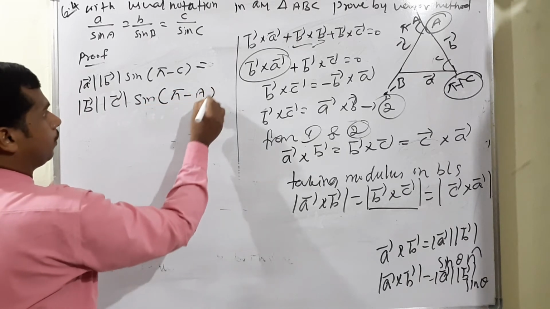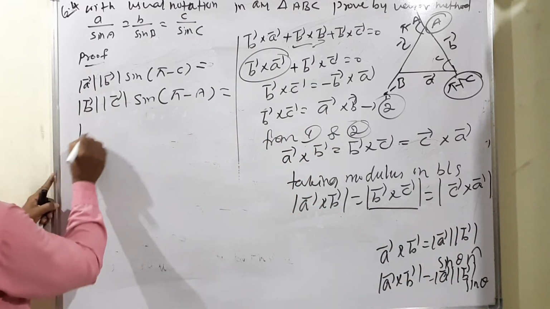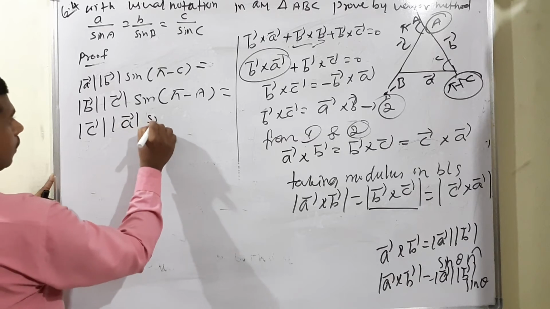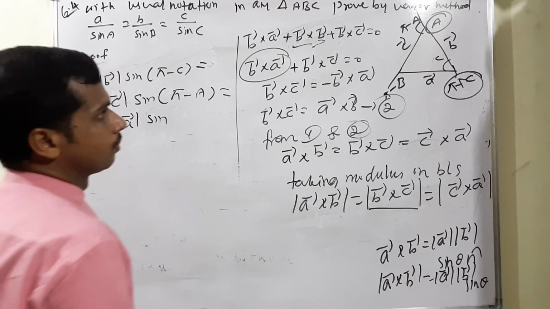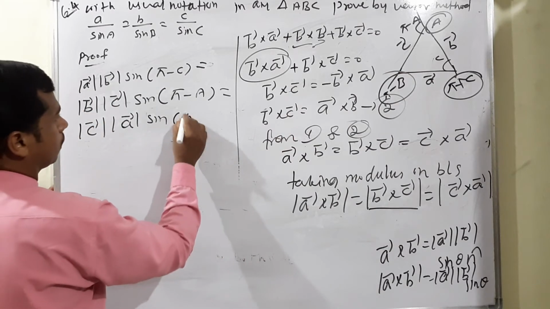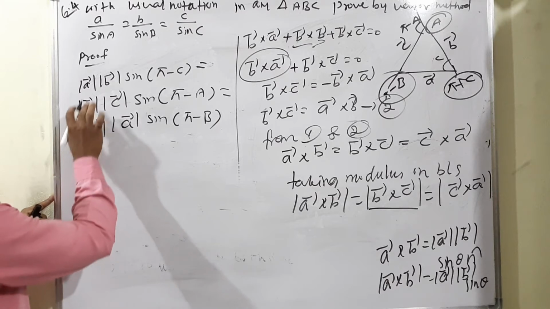Sin of pi minus A is equal to the last term, C vector cross A vector, which is modulus of C vector into modulus of A vector, then sin of the angle between C and A, which is sin of pi minus B. Now look at that. Modulus of A means a unit term.